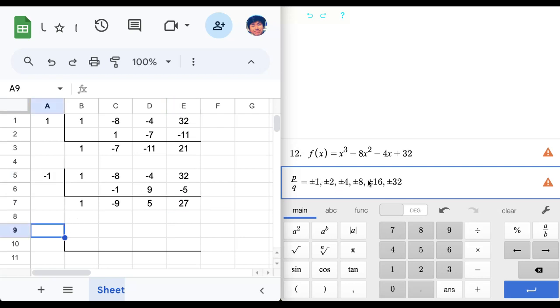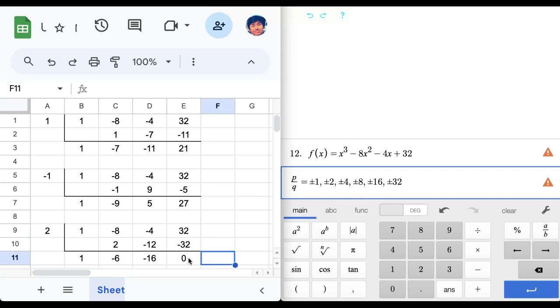Okay, let's keep testing. I'm going down this list. I'm at positive 2 now. So 1, negative 8, negative 4, 32. Add down, times it by your tested root. Negative 8 plus 2 is negative 6. Times it by 2, we get negative 12. Add down, negative 16. Here we go. Negative 16 times 2 is negative 32. This is what we want, right?